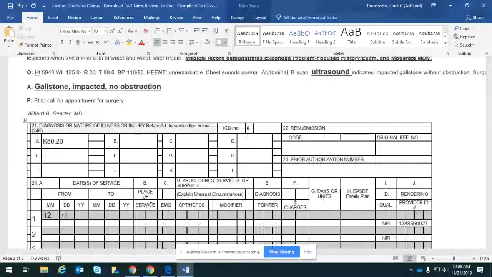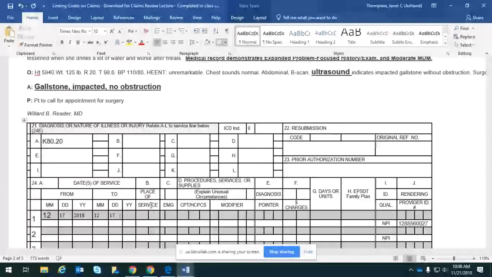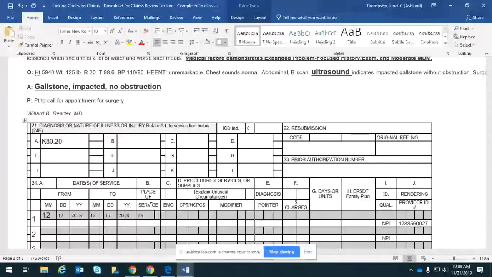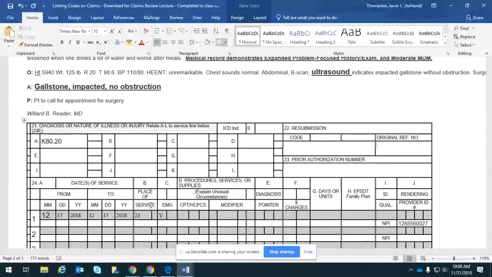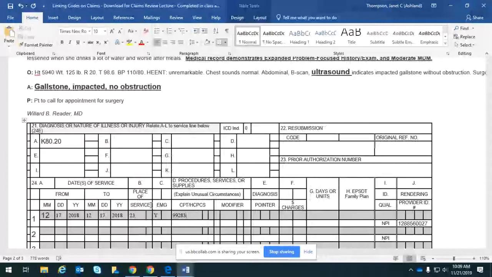I'm going to put in my dates there. Place of service, emergency room. I'm going to go ahead and put yes there. CPT code, our first one, 99283. That's the emergency department visit. And the medical record demonstrated it was expanded problem-focused history and exam and moderate decision-making. We don't need to put in any modifiers.